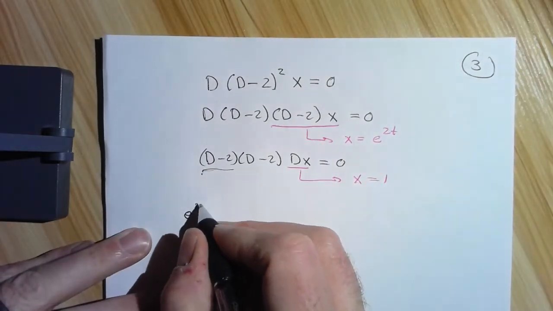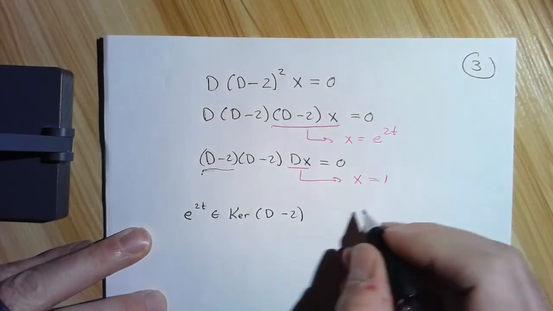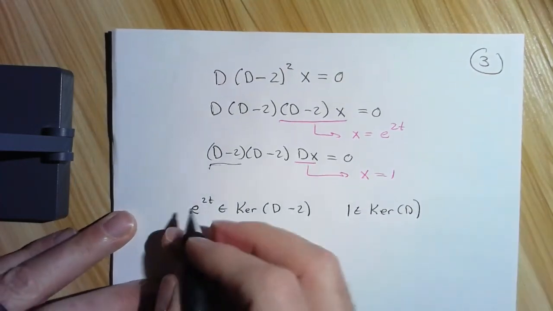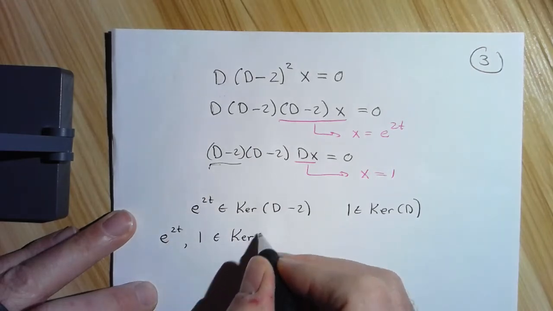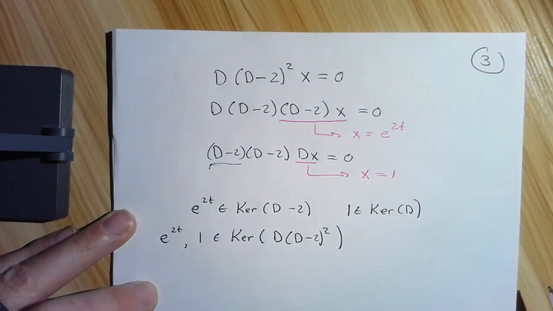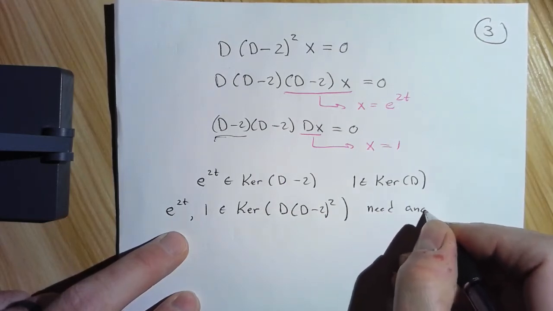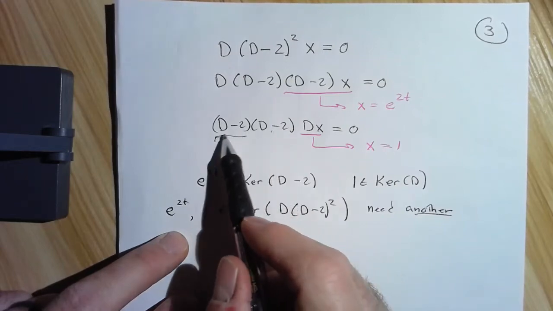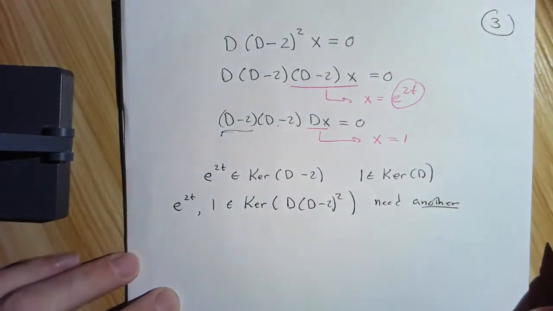So just kind of reviewing, right? This is in the kernel of d minus 2. 1 is in the kernel of d. They are also, so e to the 2t and 1, are also in the kernel of d minus 2 squared. But I need something else. I need another. And the problem is I have a repeated factor here. So that means I'm going to modify this function.